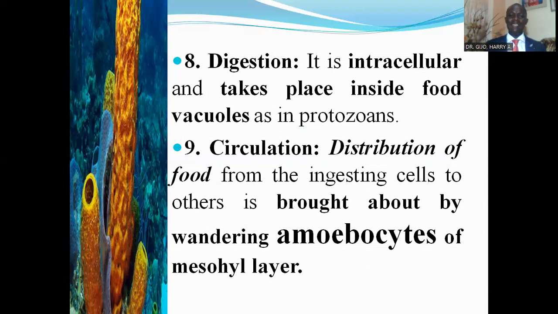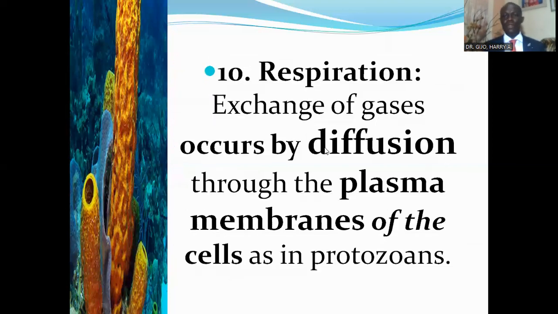Then the ninth distinctive feature is their circulation. Distribution of food from the ingesting cell to others is brought about by wandering amoebocytes of the mesohyl layer. So the amoebocytes are usually responsible for the distribution of food.